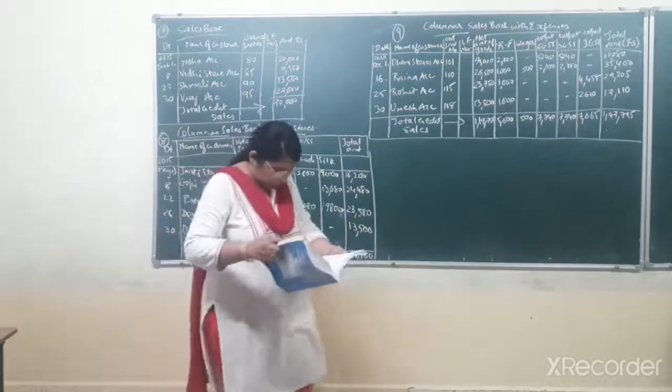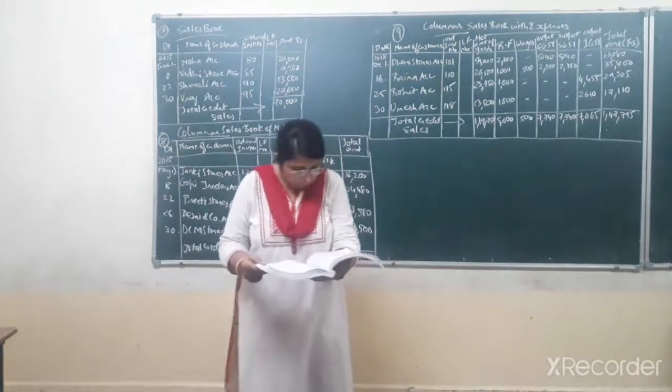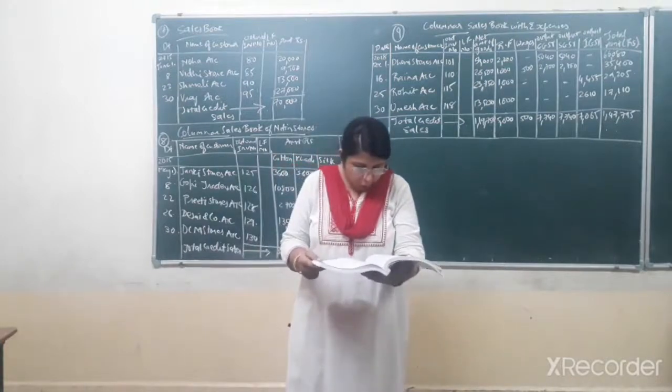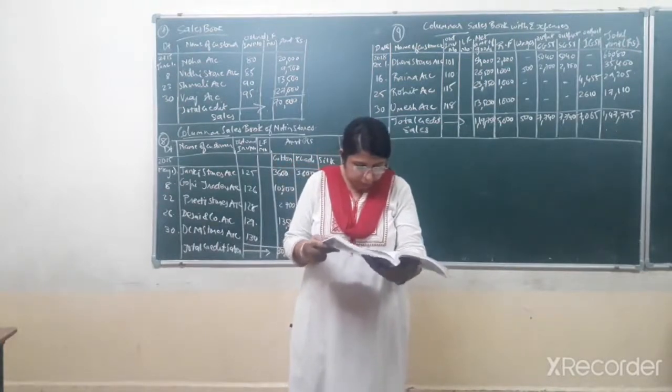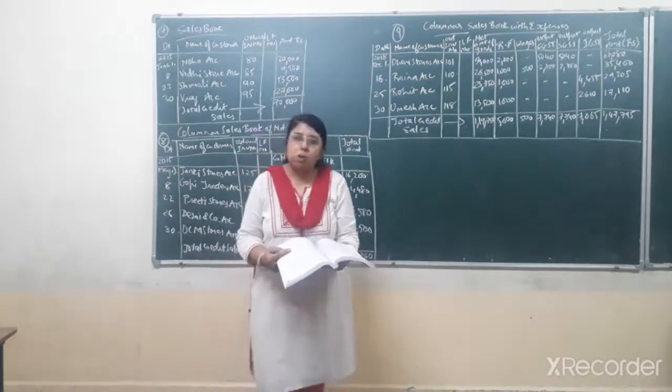Let us read the first transaction, that is 2015 June 1st. Sold goods of rupees 20,000 to Neha on 3 months credit and bill number 80. We have sold the goods to Neha on credit.